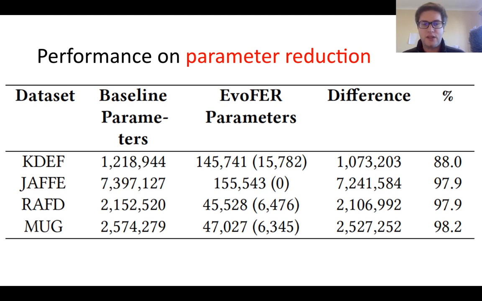Or in some cases, as shown on the previous slide, we actually had an improvement in performance. So here we can see that in some cases, we've reduced the number of parameters from 2 million to 7 million parameters, representing a reduction from 88% to 98.2% on some datasets. And these refer to the number of trainable neural network parameters.